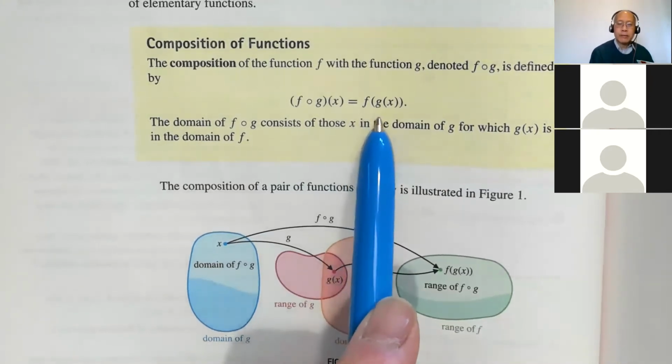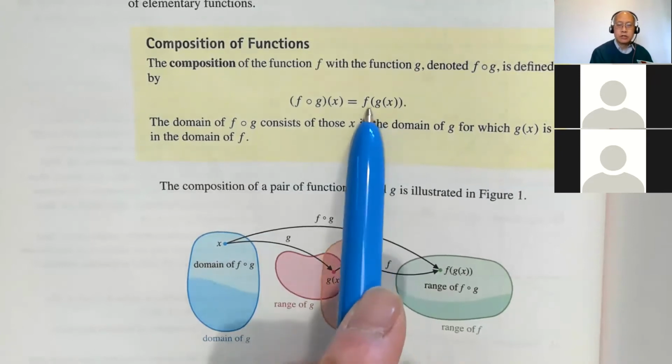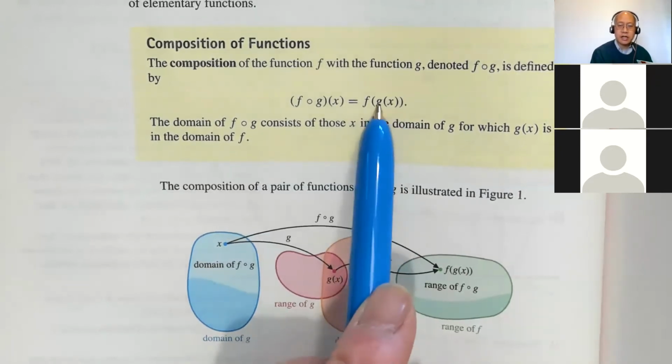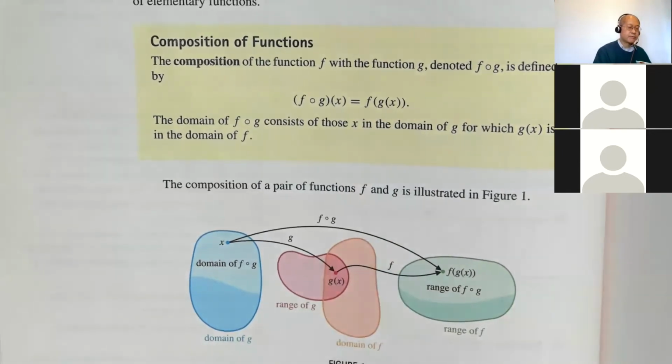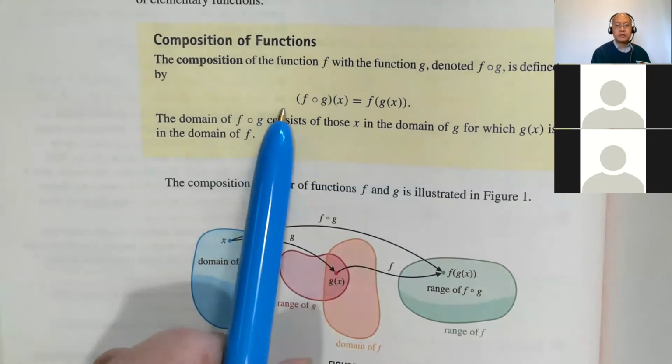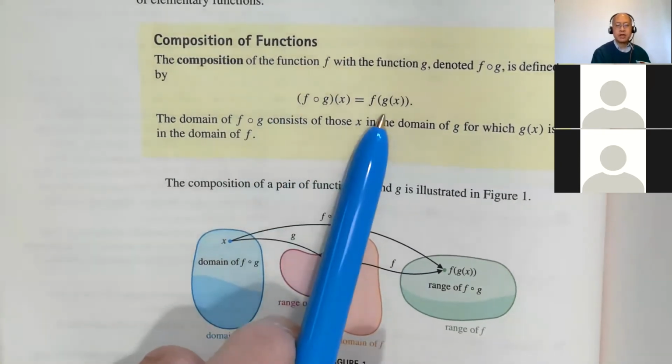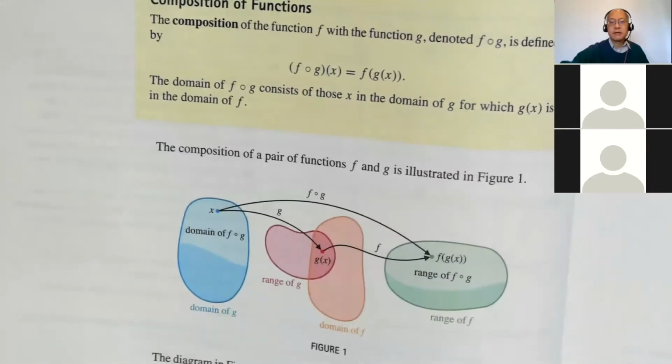Okay? And order of operations, you do the inside first. So if you ever see something like this, you do the inside, that means you do g of x first, get that answer, and then after that, you apply f. So fog, f circle g of x, means f of g of x. And I'll show you how to do stuff with that.